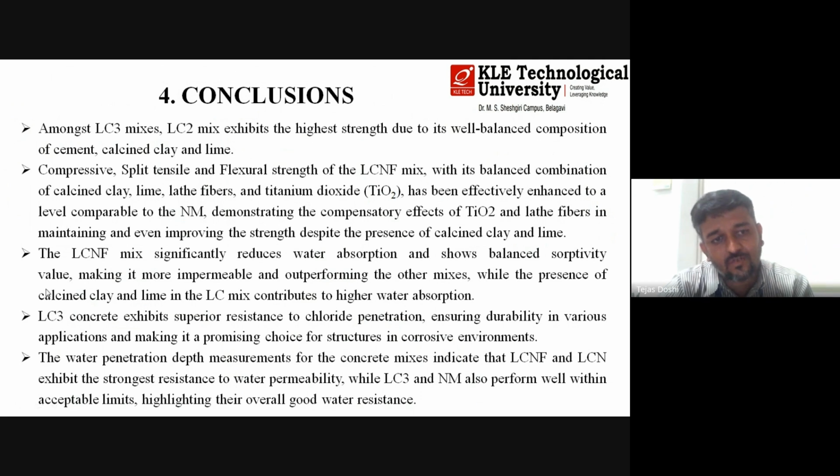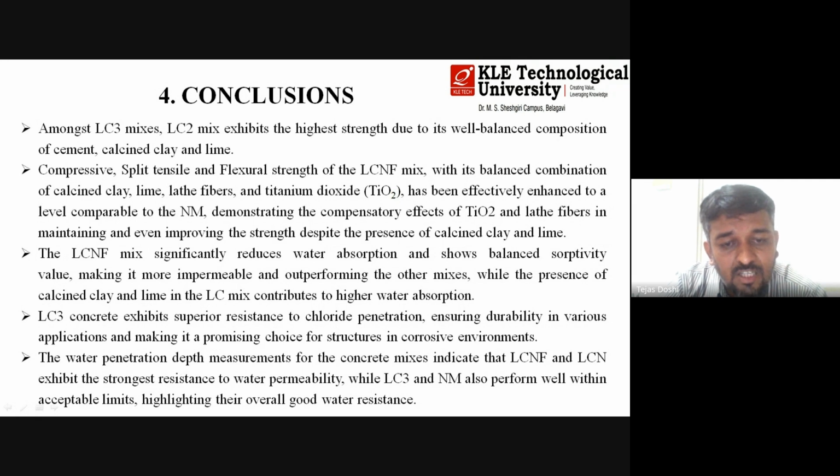The third conclusion is that the LCNF mix significantly reduces water absorption and shows a balanced sorptivity value, making it more impermeable and outperforming the other mixes, while the presence of calcined clay and lime in the LC mix contributes to higher water absorption. Then the LC3 concrete exhibits superior resistance to chloride penetration, ensuring durability in various applications and making it a promising choice for structures in corrosive environments.